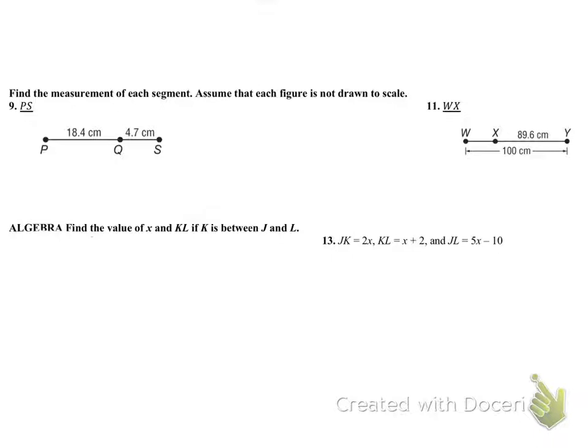Find the measurement of each segment. Assume the figure is not drawn to scale. So for PS here, it looks like all you would really need to do is, if you're looking for PS, let's just add these two together. So I'm going to do 18.4 plus 4.7. It's going to be 23.1 centimeters. And remember, it's just this small portion plus this small portion equals the whole thing.